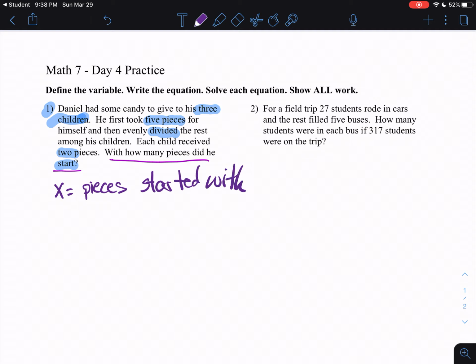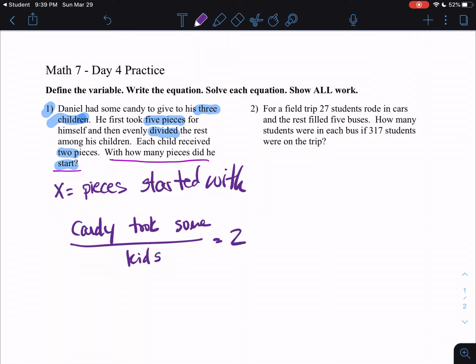All right, and then the only other part I'm going to do of this one is the verbal equation, which remember sometimes helps paint a better picture. So we had some candy. Then we took some. Then we divided it among our kids, and then we were left with 2. Simple as that. Then you'll plug in the information, use the examples from Friday to help you.